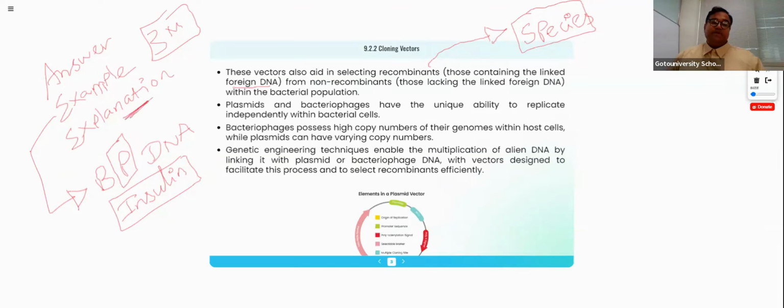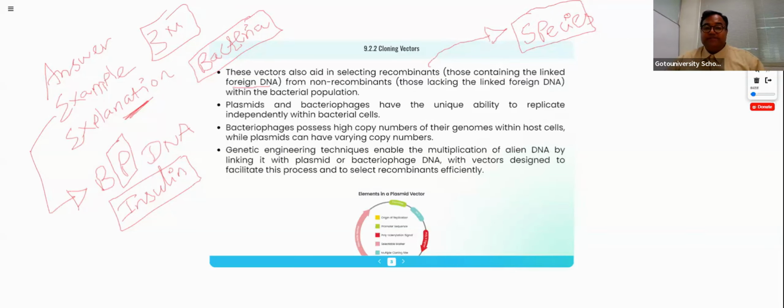Explanation: the insulin gene in the bacterial plasmid DNA makes the insulin hormone, which is not required by the bacteria. So the bacteria release it outside into the bacterial culture medium wherever it is growing.